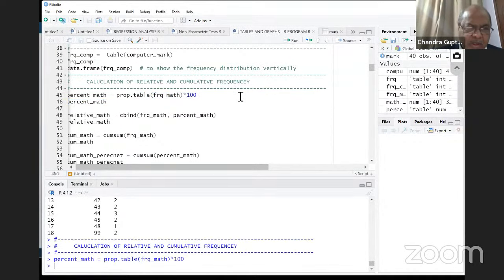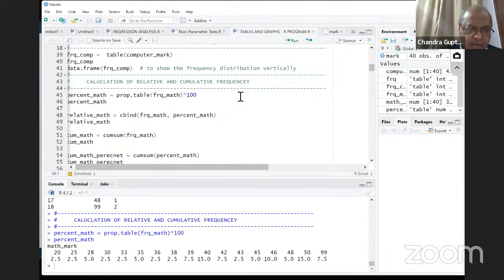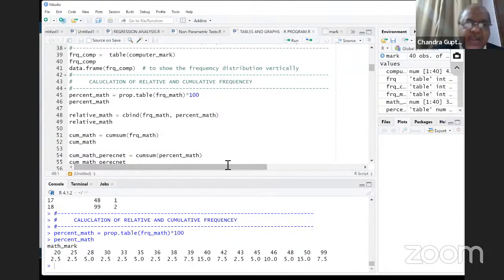So just run it. And this is the percentage. And if you want to see both the frequency and the relative frequency, then you have to combine them.